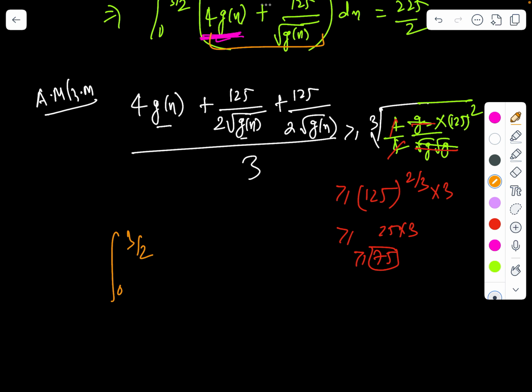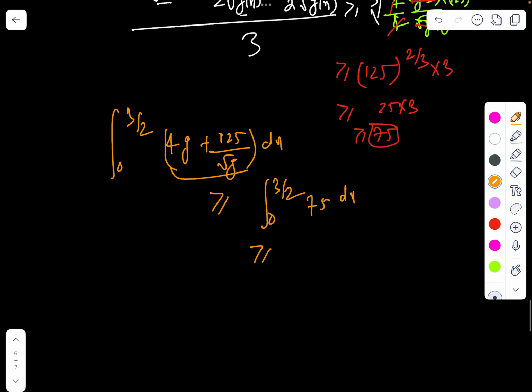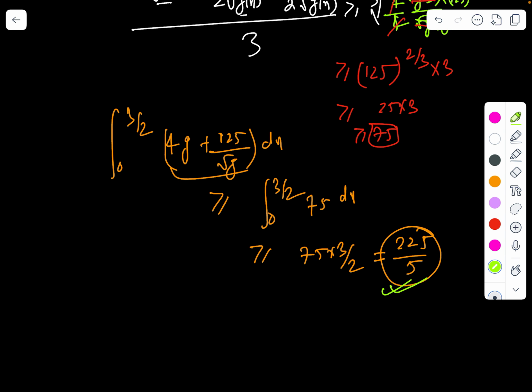The integral from 0 to 3/2 of (4g + 125/(2√g)) dx is definitely greater than the integral from 0 to 3/2 of 75 dx, which means it's definitely more than 75 times 3/2, which gives 225/2. Oh my God, brother, what happened.